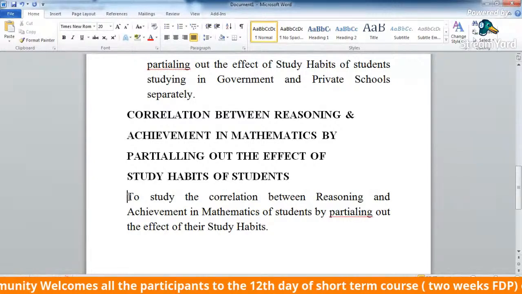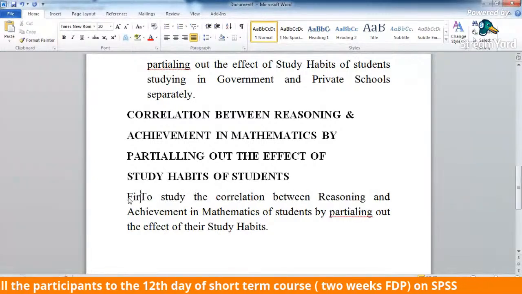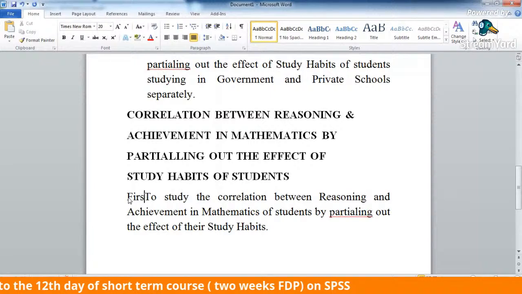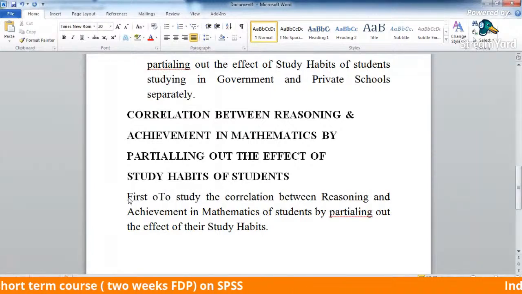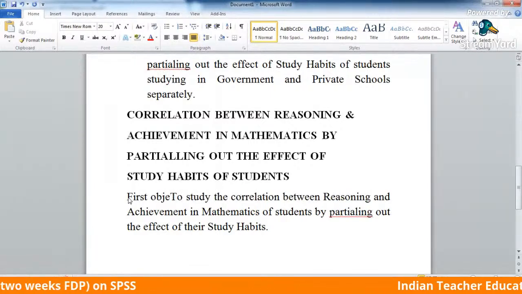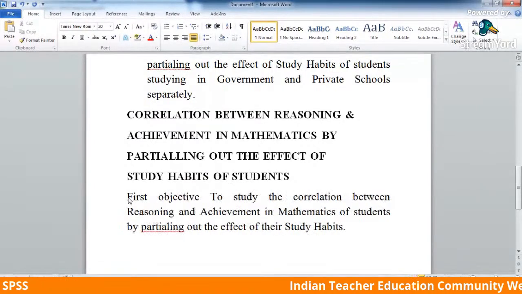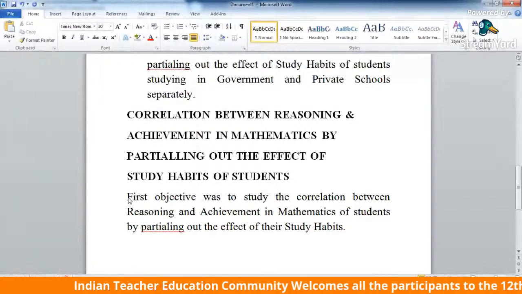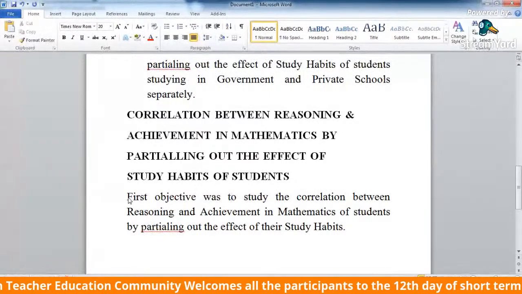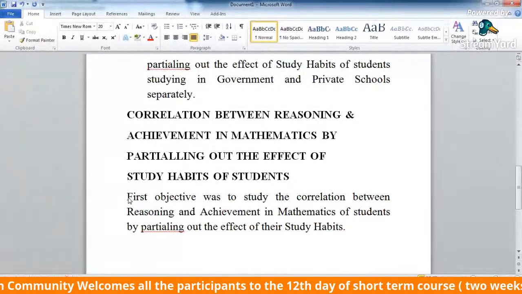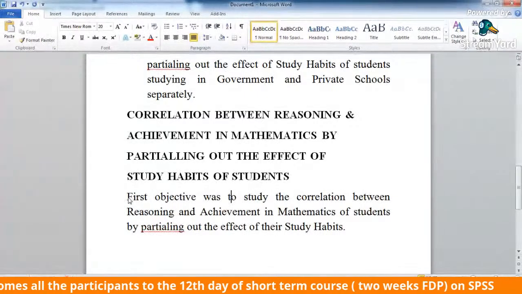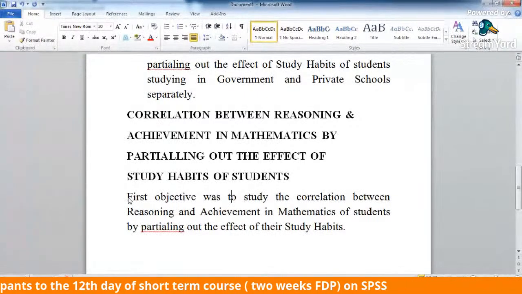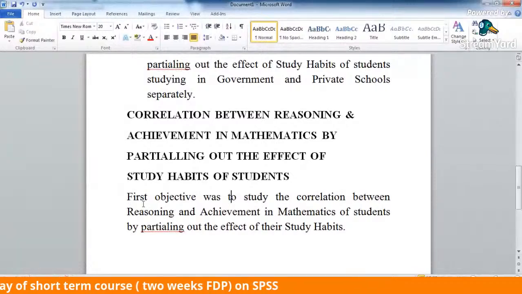So say the first objective was to study the correlation between reasoning and achievement in mathematics of students by partialing out the effect of their study habits.